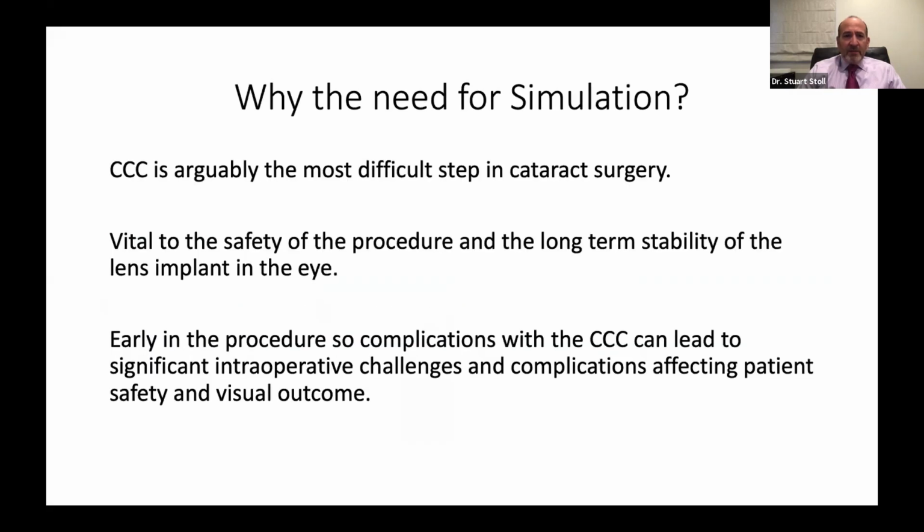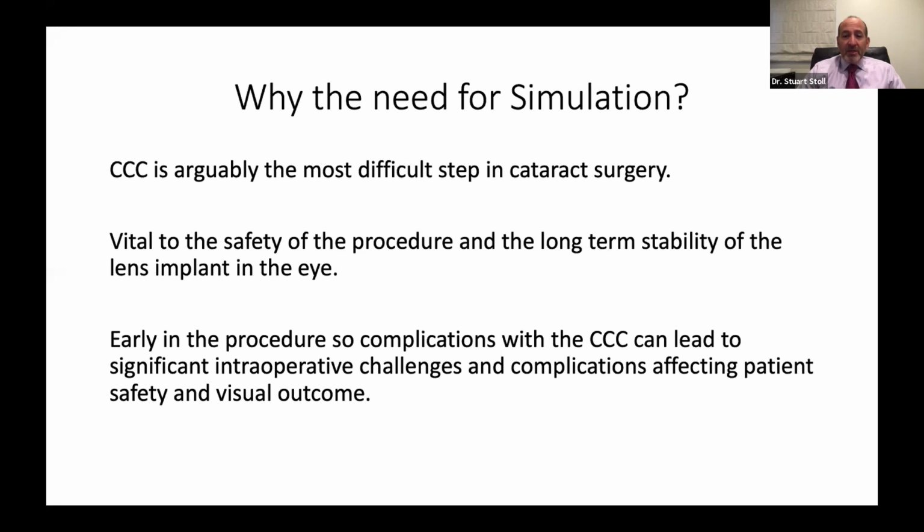So why the need for simulation? Well, CCC is arguably the most difficult step in cataract surgery. For beginning surgeons, including myself, when you're there and you've got to create that CCC and get it completed, your heart rate's up and you know that it's an important step. And why is it important? Well, it's vital to the safety of the procedure intraoperatively, and also the long-term stability of the lens implant in the eye. And it happens early in the procedure. It's one of the very early steps that we do.